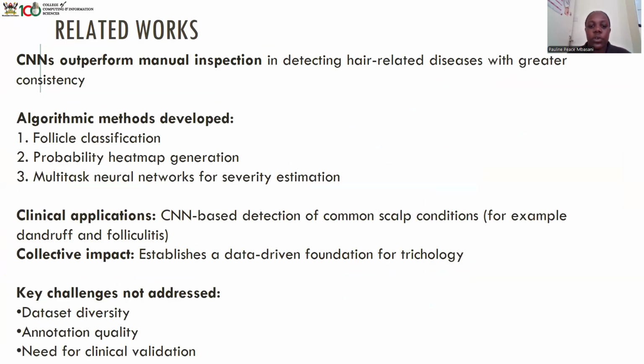For the related work, you're going to look at where our work fits, like is there something that already exists in regard to what we are working on? So prior studies show CNNs outperform manual inspection for hair disease detection. Researchers have proposed follicle classification, heat map generation, and multitask networks for severity estimation. However, critical gaps remain: dataset diversity, annotation quality, and the need for clinical validation.